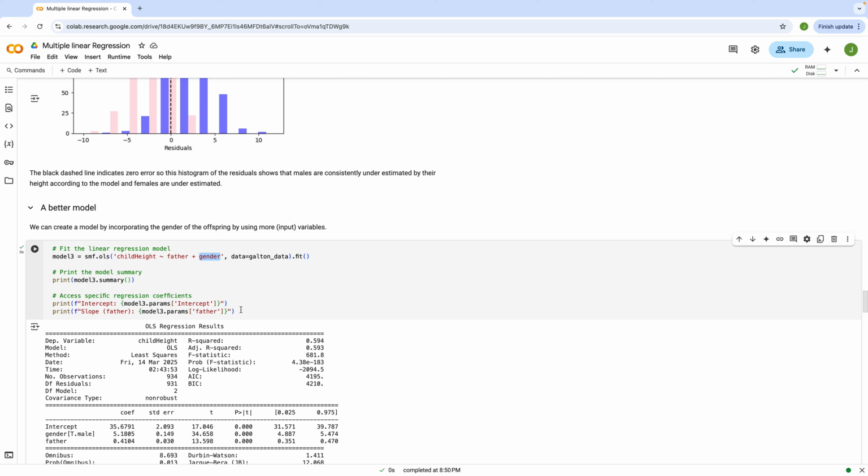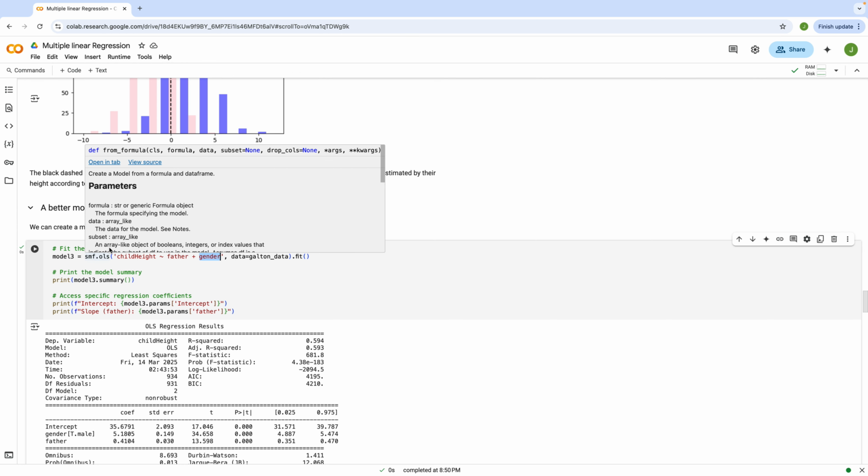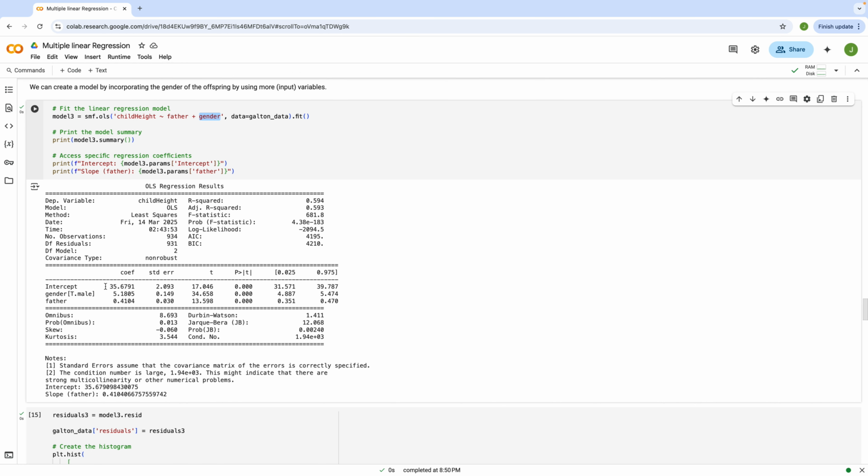And now that I've included more than one variable, I'm in the case of what's called multiple linear regression. Not simple linear, but multiple linear. Let's look at this model to see if it is indeed better. Notice I have an intercept, but I have two slope coefficients, one for gender male and one for father's height, just like before.